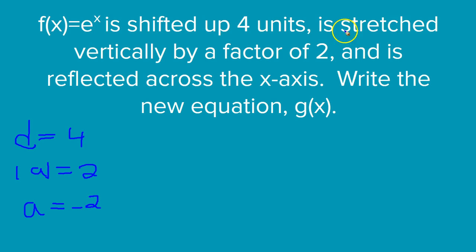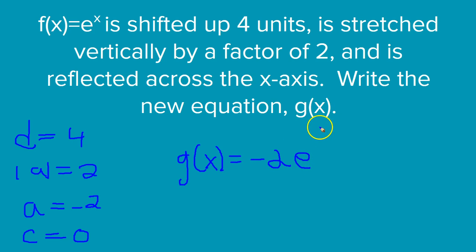Now we're not told that it's shifted horizontally at all, so we know that c equals 0. Now that we have all of our terms, we can write the new equation g of x. And now g of x equals negative 2 e to the x plus 4. Forgive my sloppy handwriting. And that is our solution.